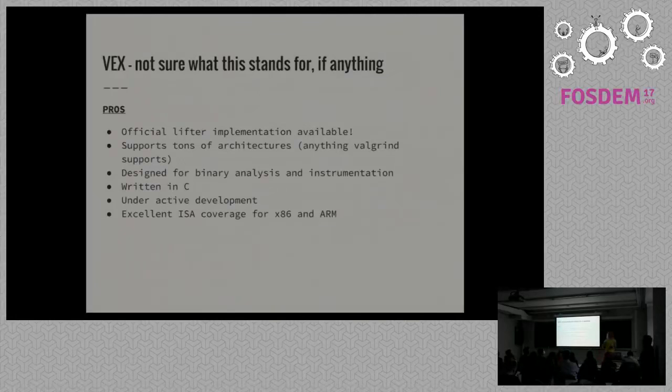So, good things, very good things about VEX. It's obviously got an official implementation, Libvex, there it is. And it supports tons of architectures, anything Valgrind supports, that's very good. And it is designed for binary analysis and instrumentation, that's also very good. And it's written in C, so its structures are well defined and easy to export to other languages, under active development, and supports a very wide range of ISAs. Like, if you look into other analysis platforms, they've got long-running issues open for months and years about, well, we've got to support the SSE extensions to x86. Who wants to write that? Nobody. But VEX has that. That's good.